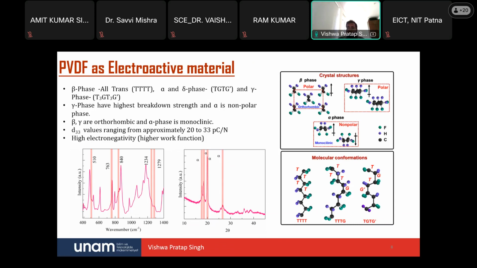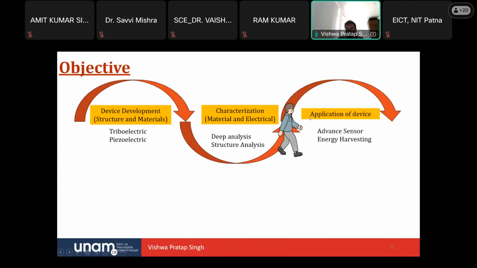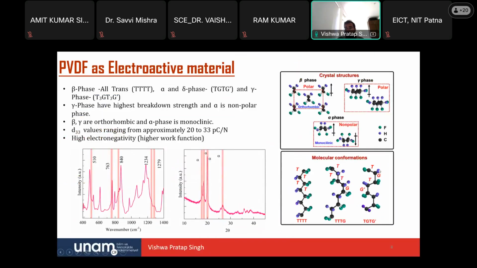Let's say on each carbon you have this hydrogen and you have this fluorine. And here also again you have this fluorine and you have this hydrogen. So they cancel each other. But in case of delta you have this mixed one, and in case of beta you have a completely different structure. We call this all-trans conformation.